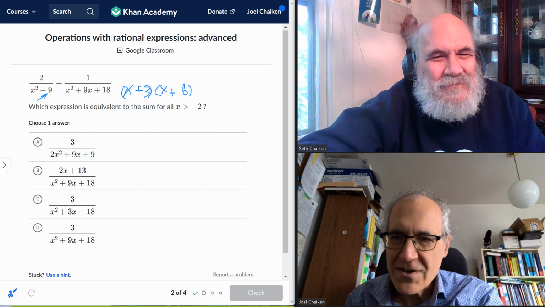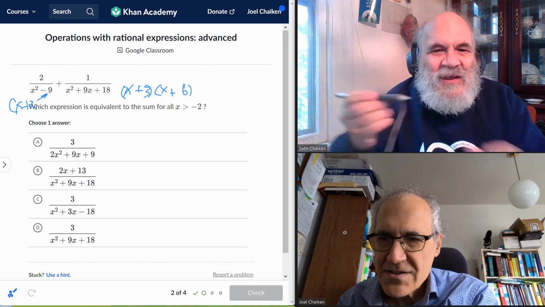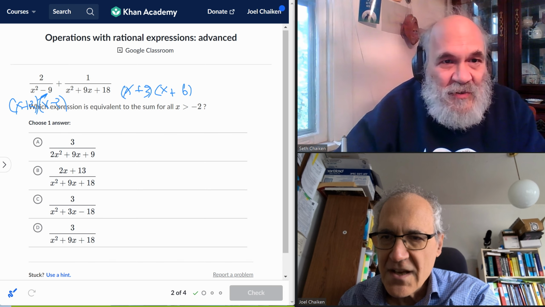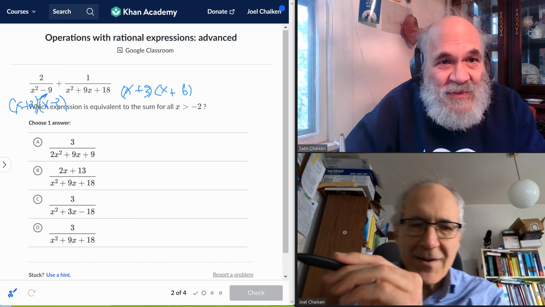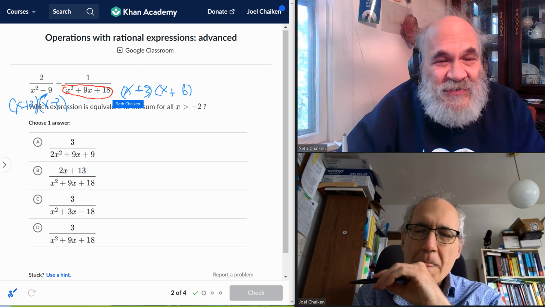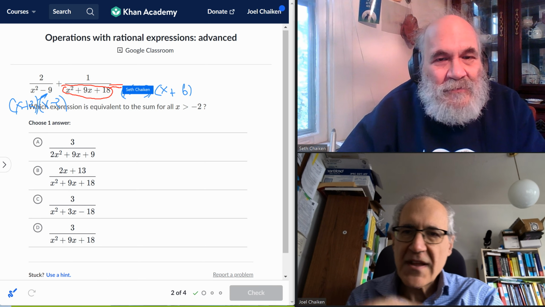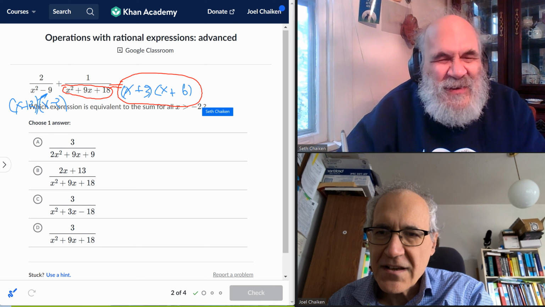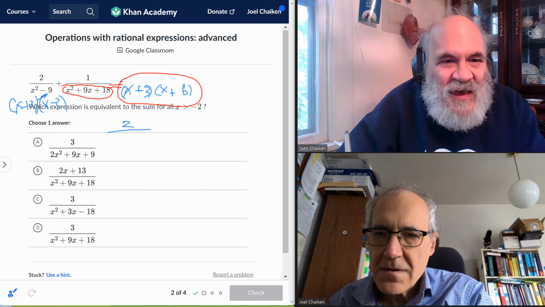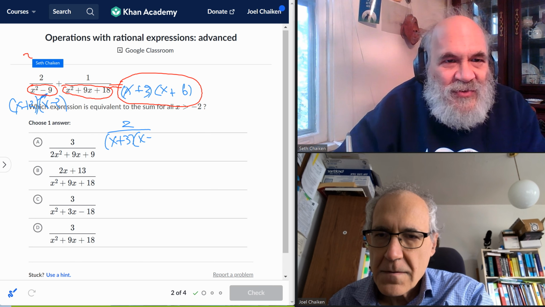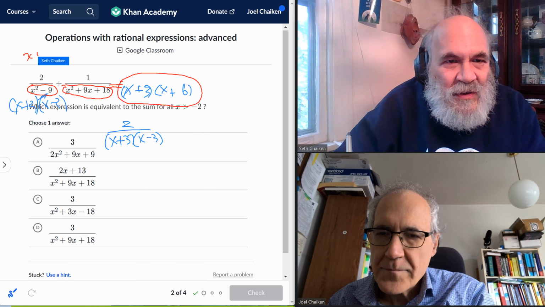You sort of cheat, because let's make it clear what you're doing: x plus 3 and x minus 3. So the bottom line is, this polynomial is equal to this one. That's right. So let's clean it up. The denominator of this one is equal to x plus 3 times x minus 3.